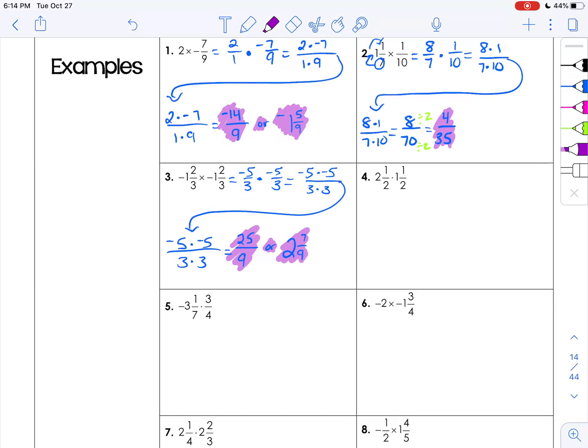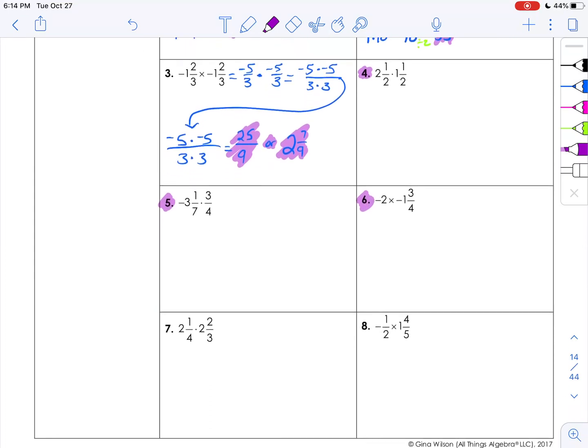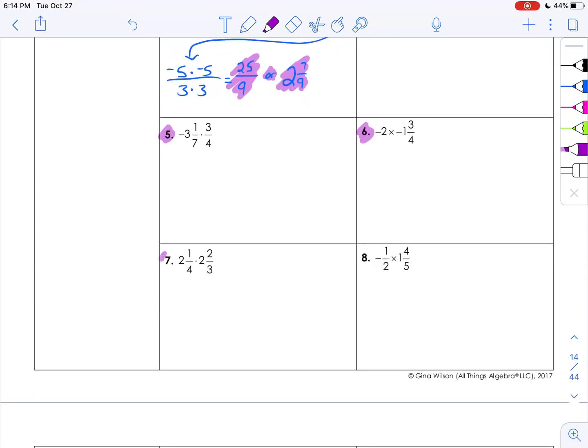Go ahead and highlight number 4, 5, 6, and 7. I'm going to look at number 8 with you.